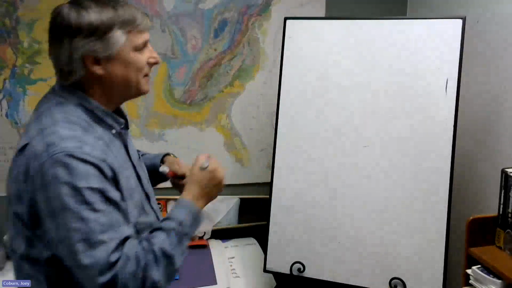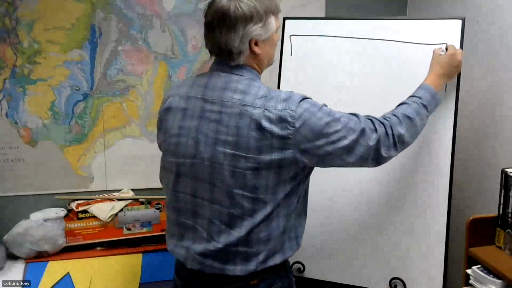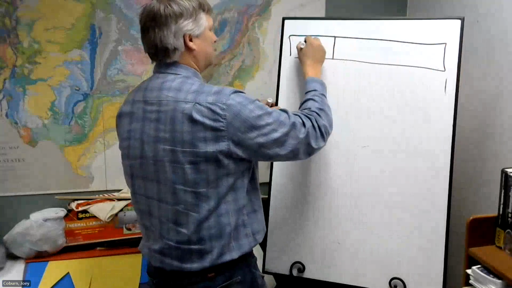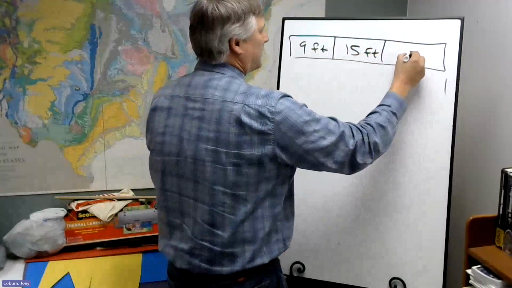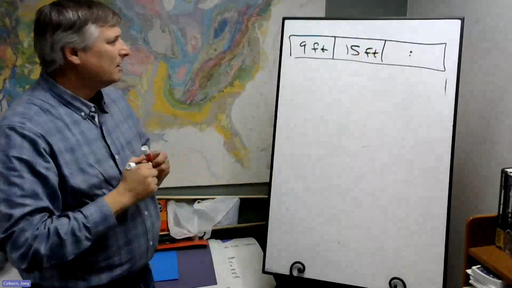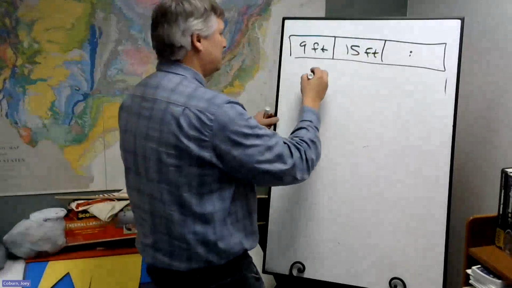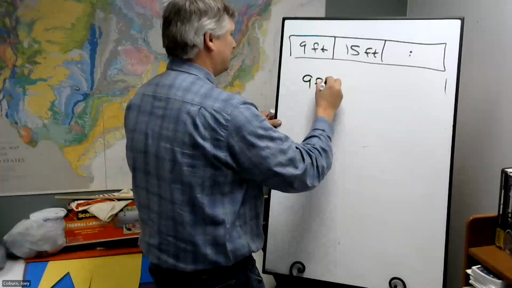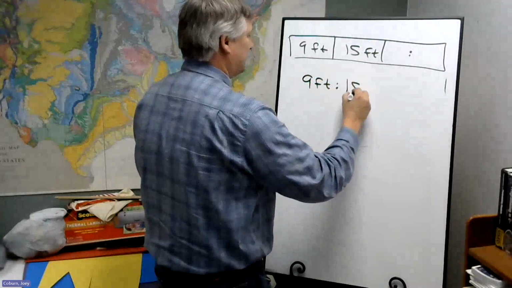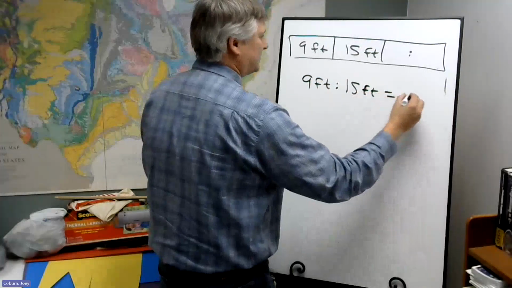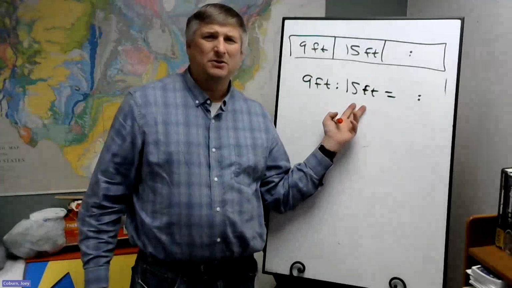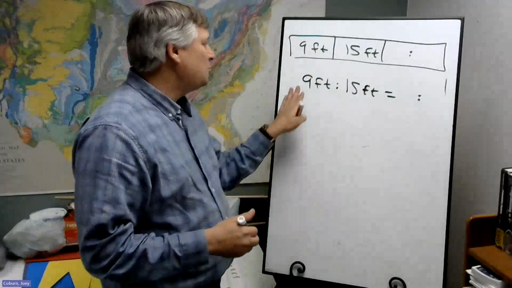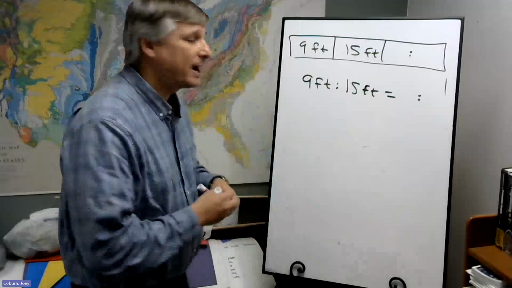Now, suppose we have this, though. Let's say we have and we want to come up with a ratio. Well, the ratio, we could just do 9 feet to 15 feet is equal to some other ratio. Now, it's already a ratio. It's done in that sense. But you can reduce ratios the way you reduce fractions.